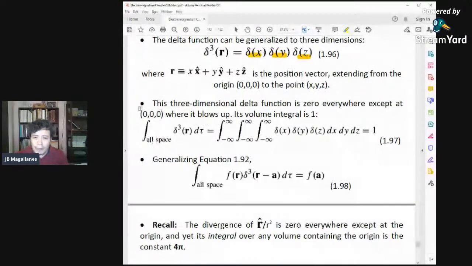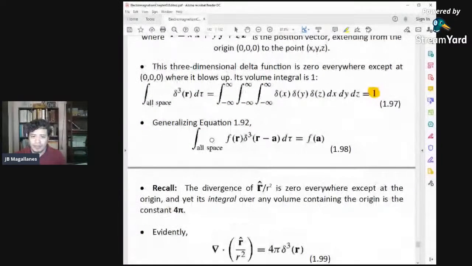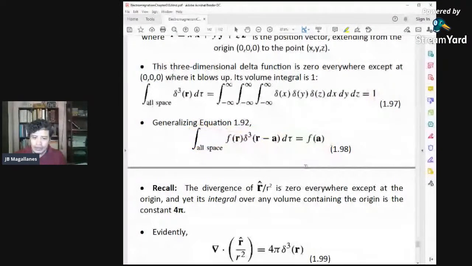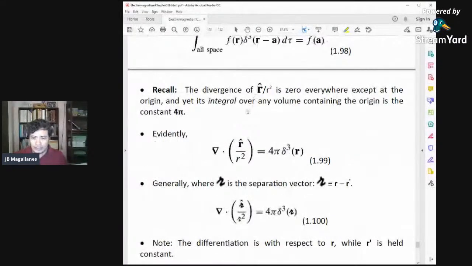So here, if you integrate this, this is just a triple integral with respect to x, y, and z, and the integral would just be equal to 1. This is the same thing that was done in 1 dimension, except that the arguments here are all vectors. So it's still the same. So now let's go to this function.